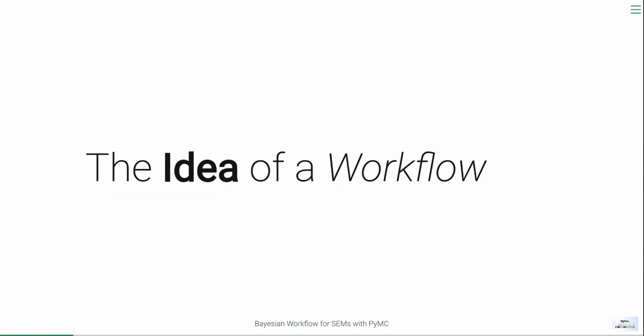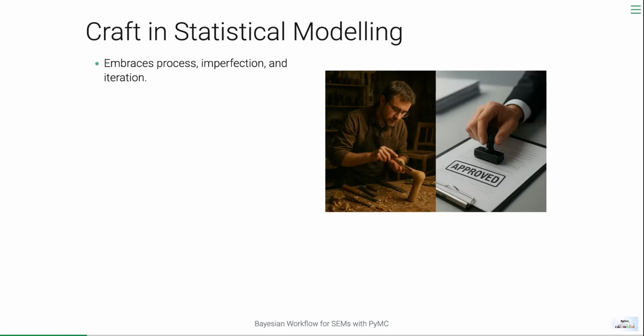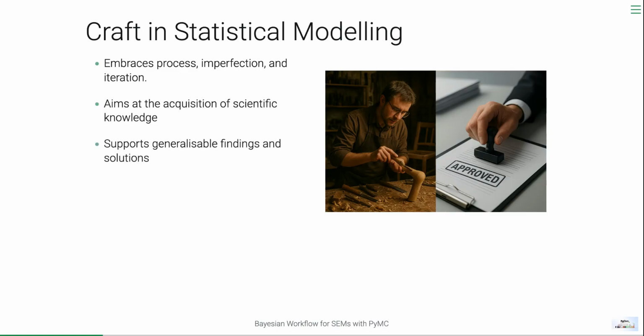If there's a really pressing question, feel free to interrupt me throughout, but otherwise I'll try to get questions at the end as well. So, the idea of a workflow. What I want to say about craft and statistical modeling is that to take a craft view of statistical modeling is to embrace the process, to accept that there's going to be imperfection in each iteration and that you need to iterate. The aim here is broadly the acquisition of scientific knowledge, which supports generalizable findings and solutions, and will restore ownership to your work; the model you're building will carry your imprint. So you'll develop a sense of pride or ownership over the work.